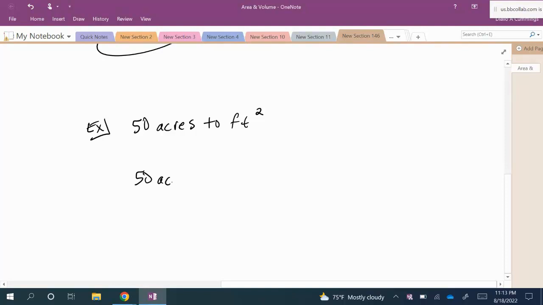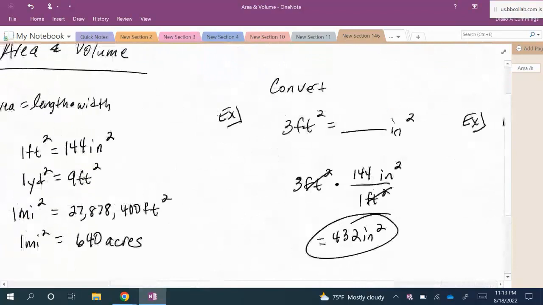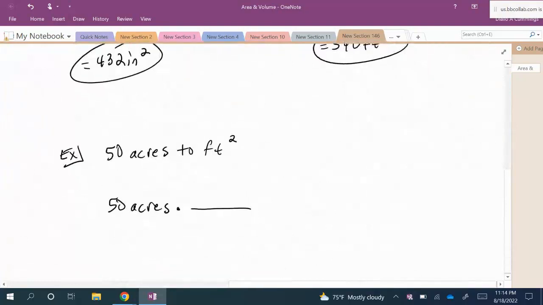So we're going to write out 50 acres. All right, so if we take a look back at our conversions, we don't actually have acres to feet, but we have square feet to square miles, and then we have square miles to acres. So I'm going to write this out as acres in square miles. Right, so we can write out our conversion.